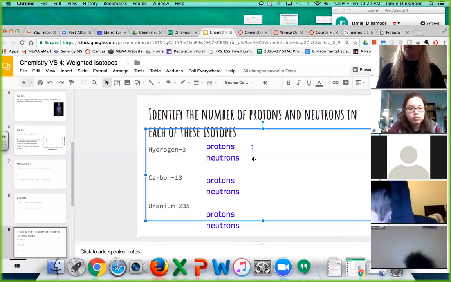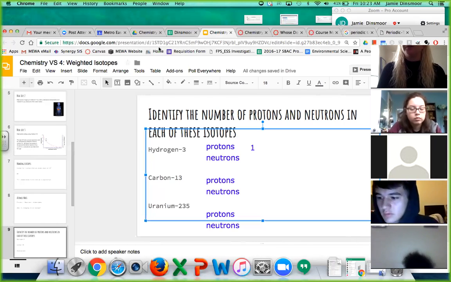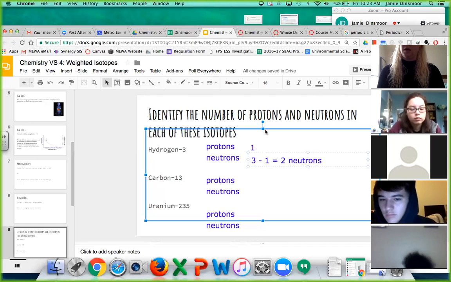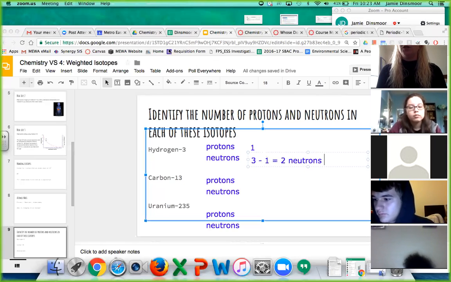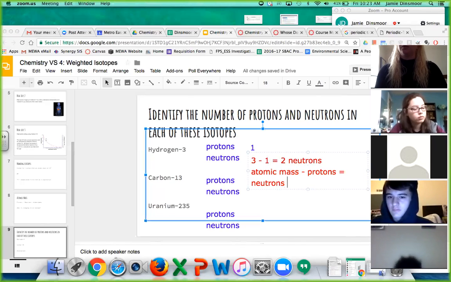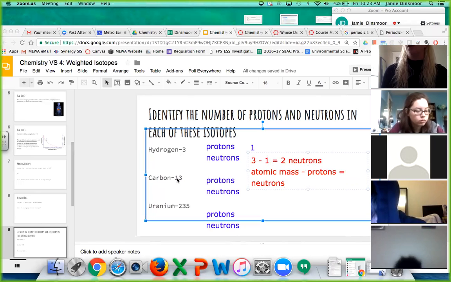Next step is neutrons. Well, in order to figure out how many neutrons we have, we're given our atomic mass of our isotope right here. We know that our atomic mass equals protons plus neutrons. So we have an atomic mass of 3. We want to find out neutrons. We're going to subtract our protons to get our neutrons, which is going to be 2 neutrons. So to find those neutrons, you're going to need to subtract the proton number from the atomic mass. You might want to have that written out in words: atomic mass minus protons equals neutrons. In this case, our atomic mass is always going to be given to us in our isotope.